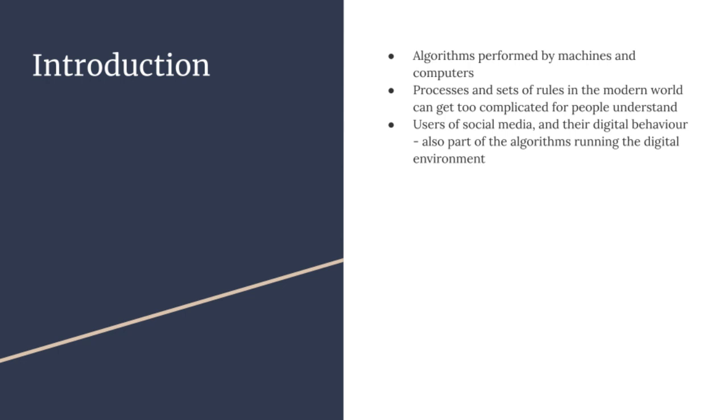When we talk about algorithms, we often mean algorithms performed by machines and computers, because the processes and sets of rules in the modern world can get too complicated for people to understand, and they are performed by machines, mostly AI.